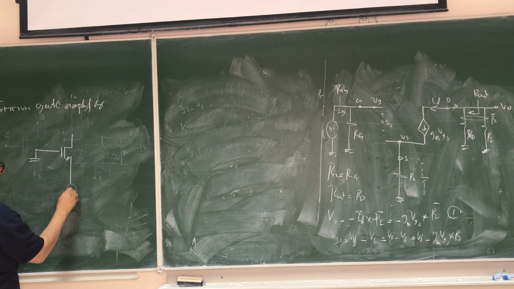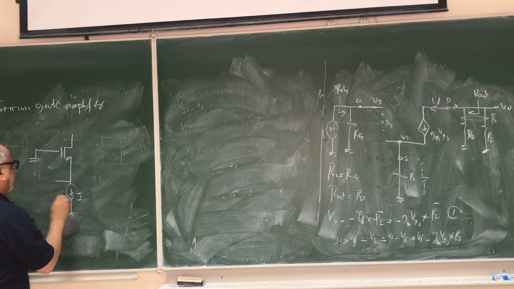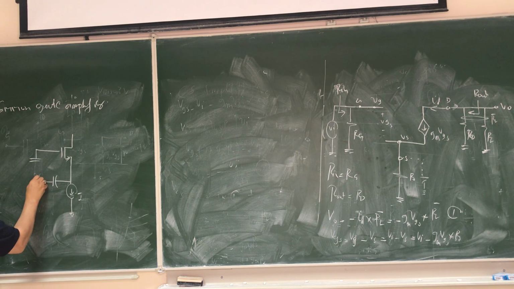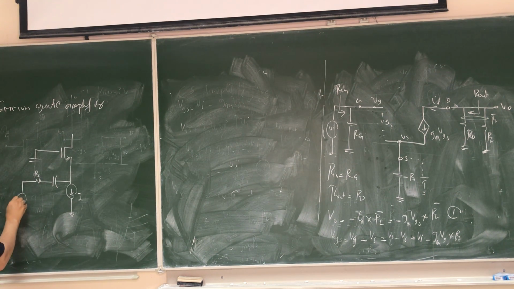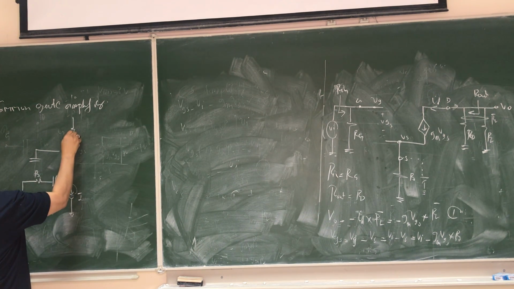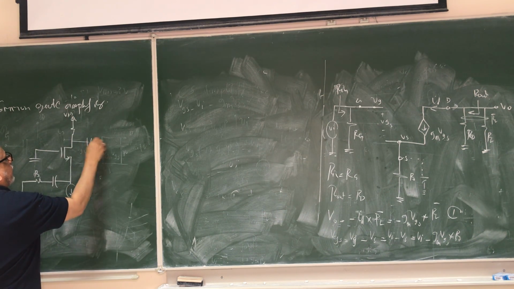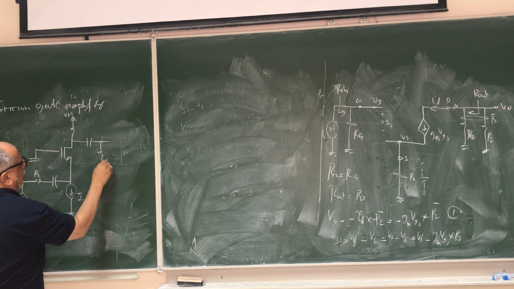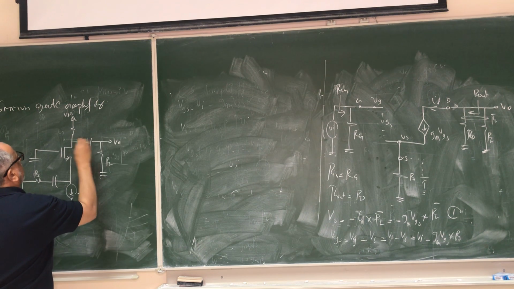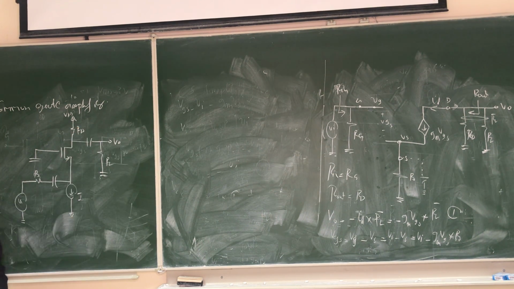Then we can bias this using bias current coupling here. We can add RS here, there is no problem. This is the input VI or VS, and we can take the output from the collector. So this is the coupling, RL, and that is V out.